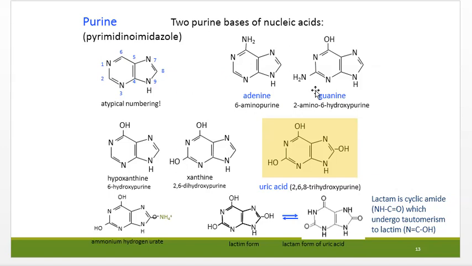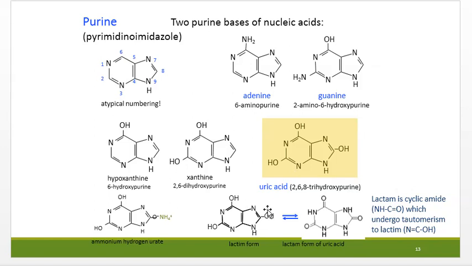They are derivatives of the purine molecule. But other derivatives of purine are hypoxanthine and xanthine, and also uric acid, 2,6,8-trihydroxypurine. This is uric acid.